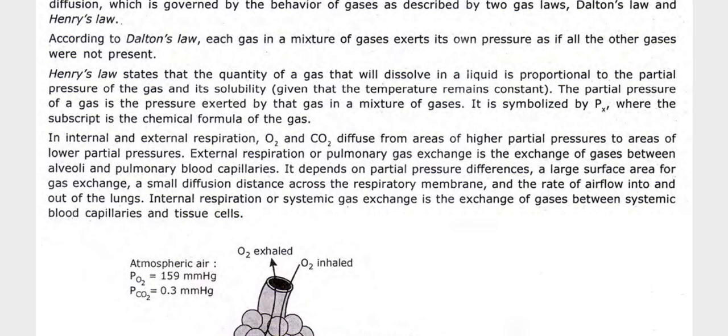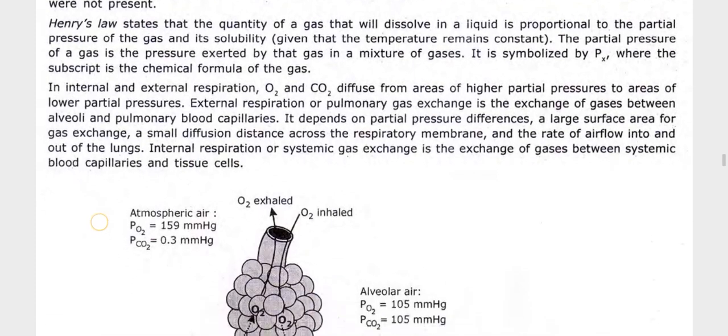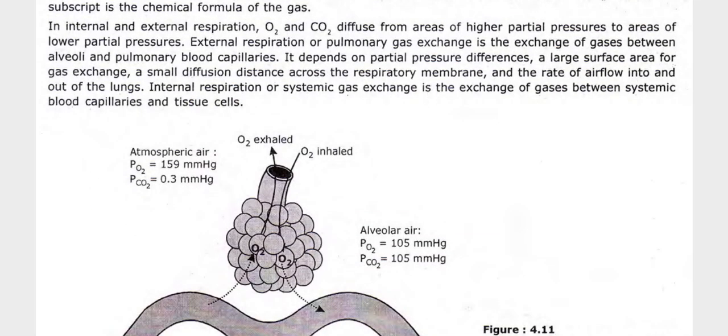External respiration, or pulmonary gas exchange, is the exchange of gases between alveoli and pulmonary blood capillaries. It depends on partial pressure differences, a large surface area for gas exchange, a small diffusion distance across the respiratory membrane, and the rate of airflow into and out of the lungs. Internal respiration, or systemic gas exchange, is the exchange of gases between systemic blood capillaries and tissue cells.